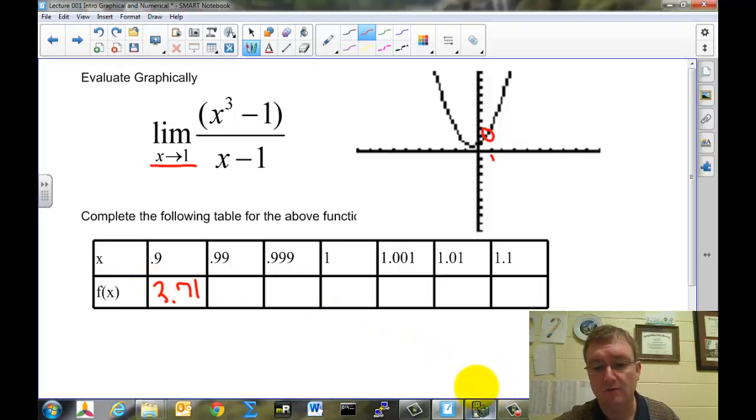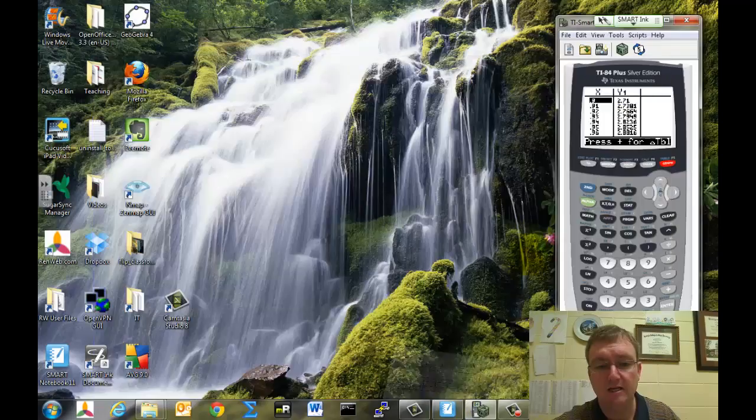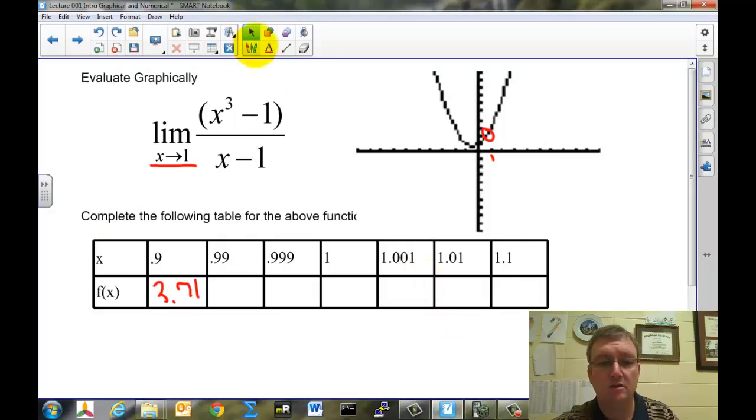And what if we scroll down? Can we scroll down far enough to see what 0.99 is? Let's see. If we scroll down, 7, 8, 9. 0.99 is 2.97. So let's go back over here and write that in, 2.97. And you can continue that process for each of these numbers. So let's go ahead and try to fill in this entire chart.